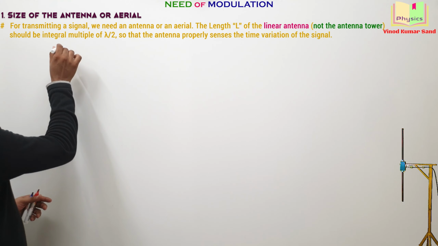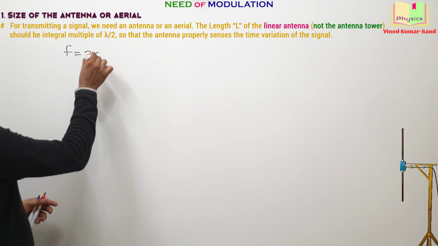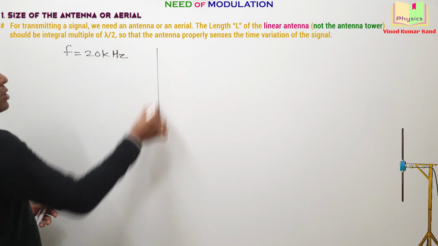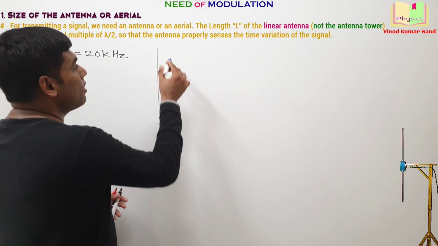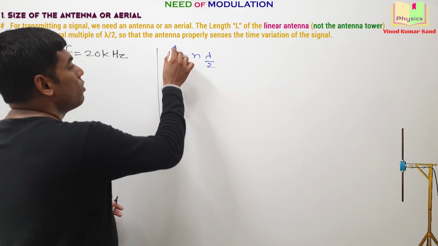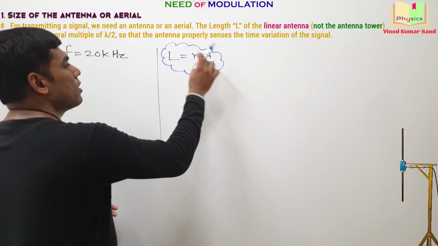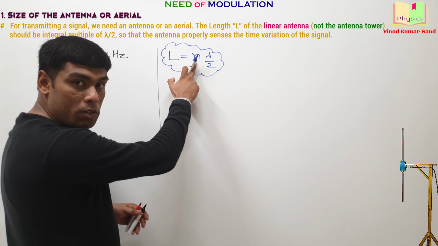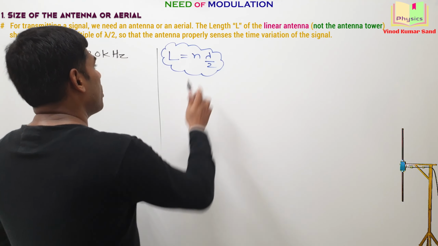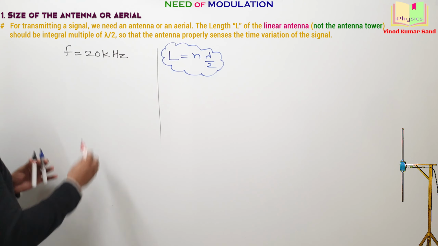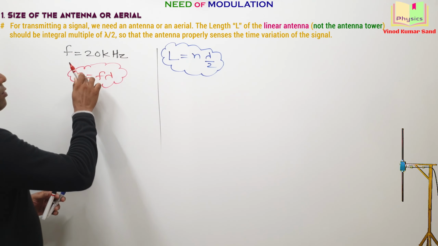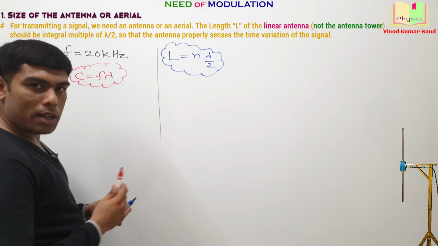Suppose we have some electronic signal of frequency 20 kilohertz and we want to transmit this signal using the antenna. Then the length of antenna required is L = n times lambda by 2, where lambda is the wavelength of the signal, n is some positive integer, and L is the length of the linear antenna. We require lambda for the computation, so I am using the formula c = f lambda. c is the speed of light, f is the frequency, and lambda is the wavelength.